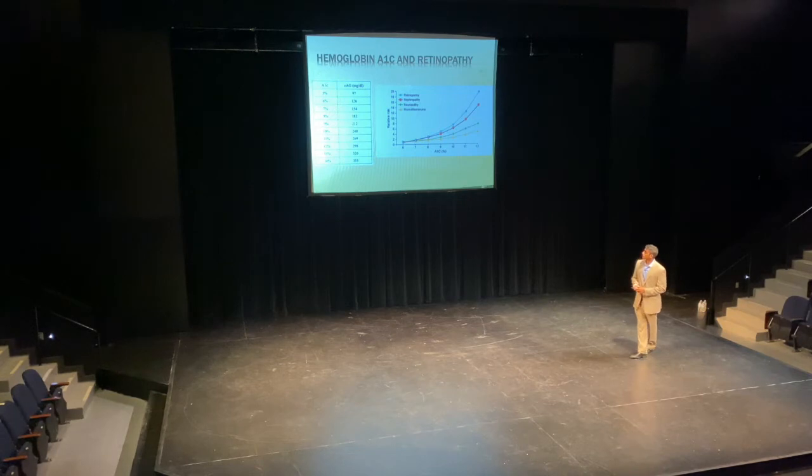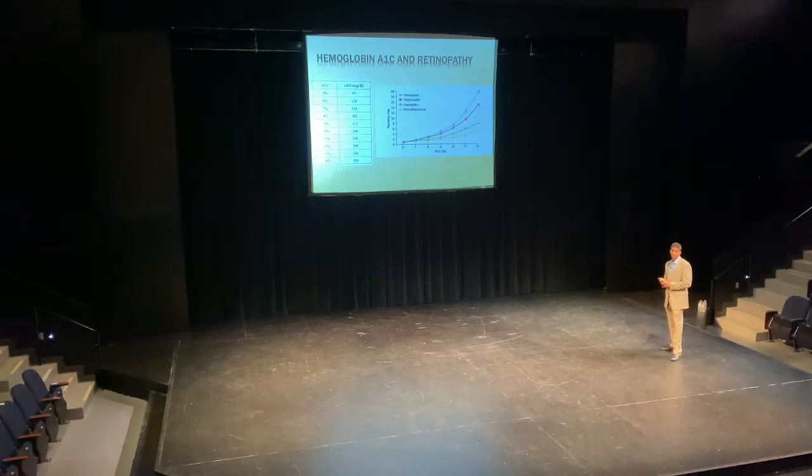The point I wanted to make with this slide as well is that when you look at all of the systemic consequences of diabetes, problems with the liver, problems with the brain, retinopathy is the first one to occur. This is where we see the earliest changes in a patient's body when their sugars are elevated. When you look at the A1C and the relative risk of developing any of these complications, you see the retinopathy takes off the earliest.